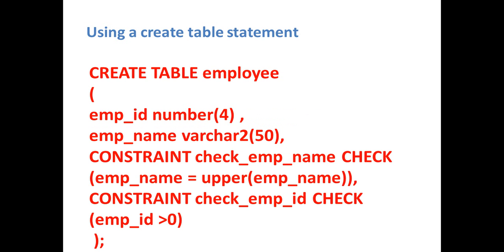Here I have added two constraints. One is the constraint chk EMP name, that is EMP name equal to upper EMP name. Another is the constraint chk EMP ID, where EMP ID is greater than 0. So EMP ID should be greater than 0. It should be a positive value.